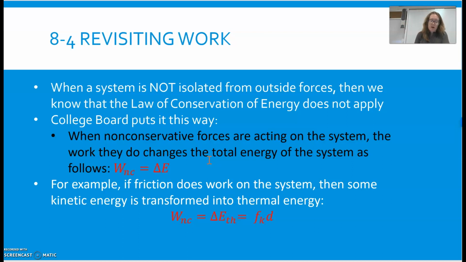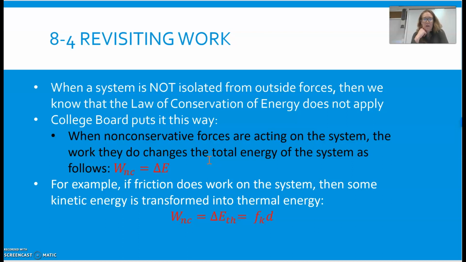There are different ways that different textbooks look at this. I wanted to put what the College Board says in there. They're saying that when a non-conservative force, like friction or drag force, acts on the system, then the total energy of the system is going to change. That's just saying the opposite of the law of conservation of energy. So we can expect that to happen when the system is not isolated.